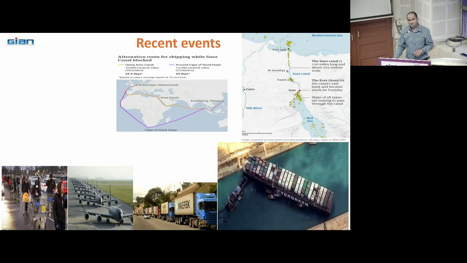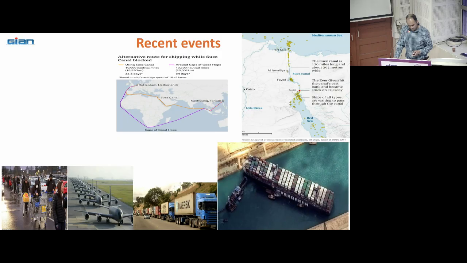What about this one? Suez Canal. When the Evergreen ship got stuck in the Suez Canal. This is the shortest route between Asia and Europe. If you close this route, you need to go around the Cape of Good Hope. So you can see how many ships were waiting when this Evergreen ship got stuck there. Okay, why am I showing these examples?